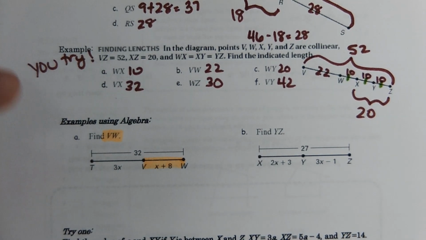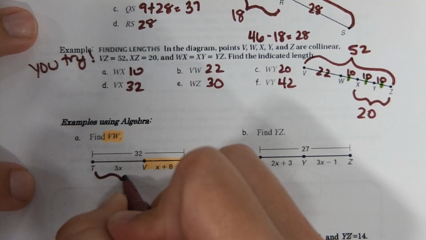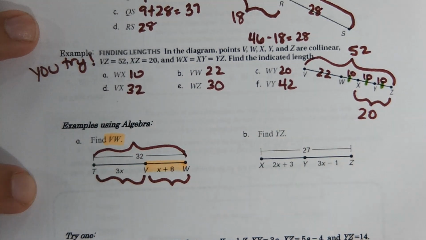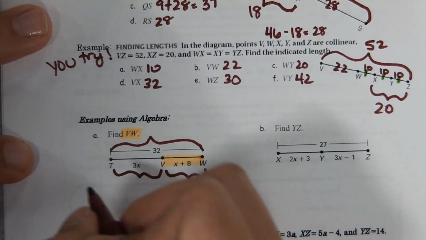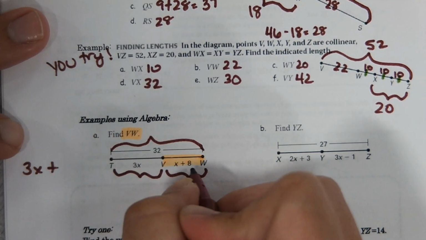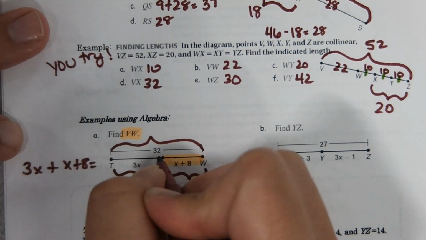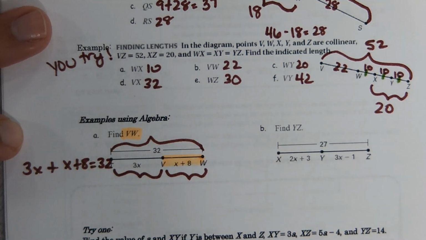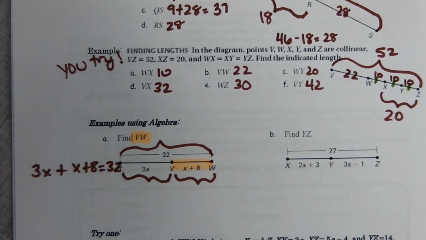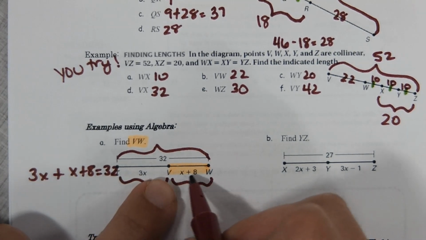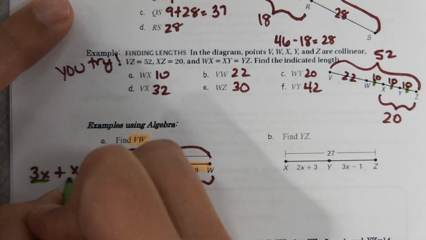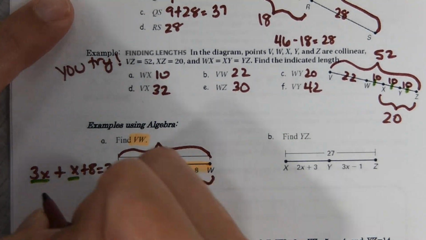So what we do is kind of the same idea, like this plus this will equal the whole length, which is 32. So that's how we're going to set up our equation. So it'll be set up 3x plus x plus 8 equals 32. And then we'll solve for x, and then once we have x, we can plug it into this equation to find that length. So you combine like terms, 3x plus x would be 4x.